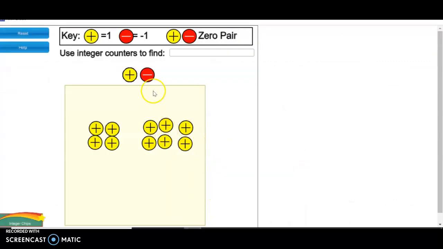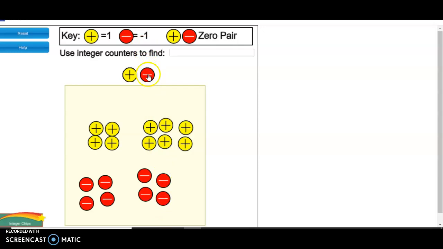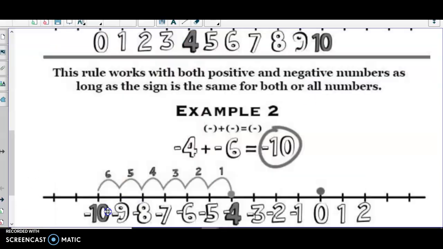Let's go back to our counters. And if I have 4 negatives and 6 negatives, I'm going to have a total of 10 negatives. 2, 3, there's 4, I'm going to work on 6 more over here. You are welcome to use this visual if you would like. If you notice, I have 10 red counters. 4 plus 6 is 10. They are all red, which is negative. So my answer there is going to be -10.